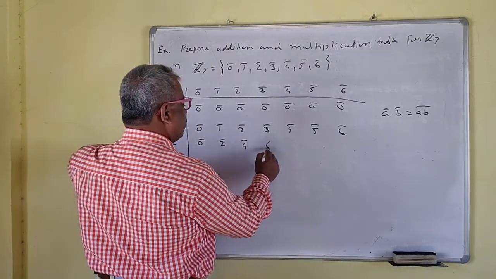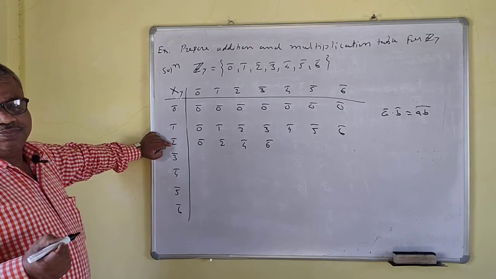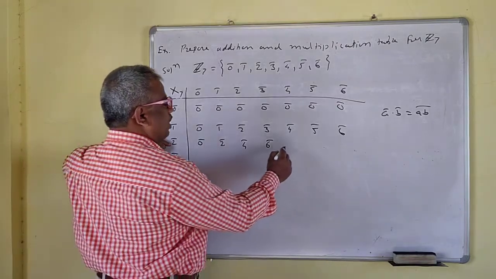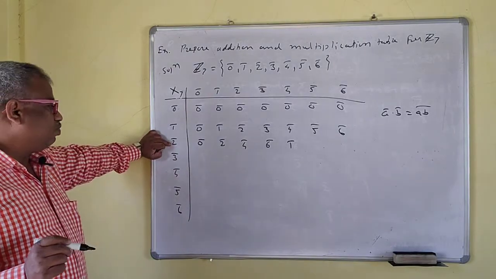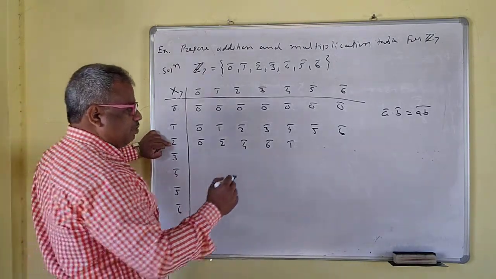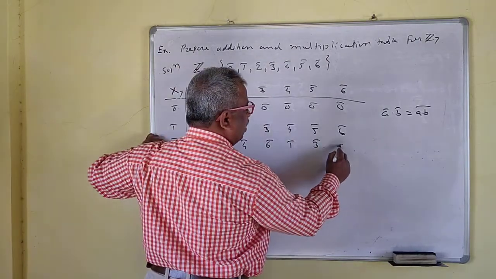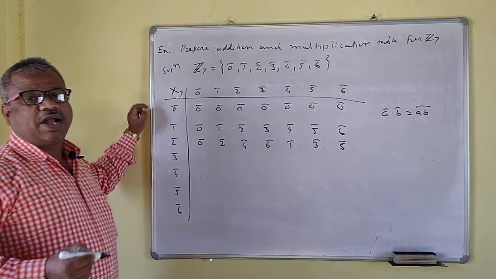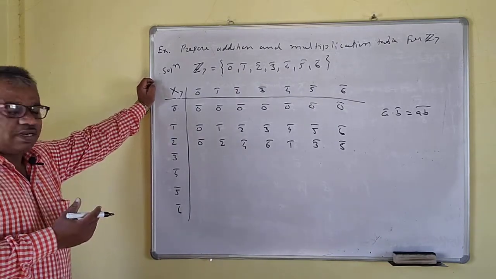So 6 bar, up to 6 bar this is also okay. Now 8 bar. Don't write 8 bar. So 8 bar means this is what? 1 bar, because if you divide 8 by 7, then the remainder is 1. Okay? 10 bar means 3 bar. Then this is 12 bar. 12 bar means 5 bar, because if you divide 12 by 7, then the remainder is 5. Okay? So I hope that you understand this one.